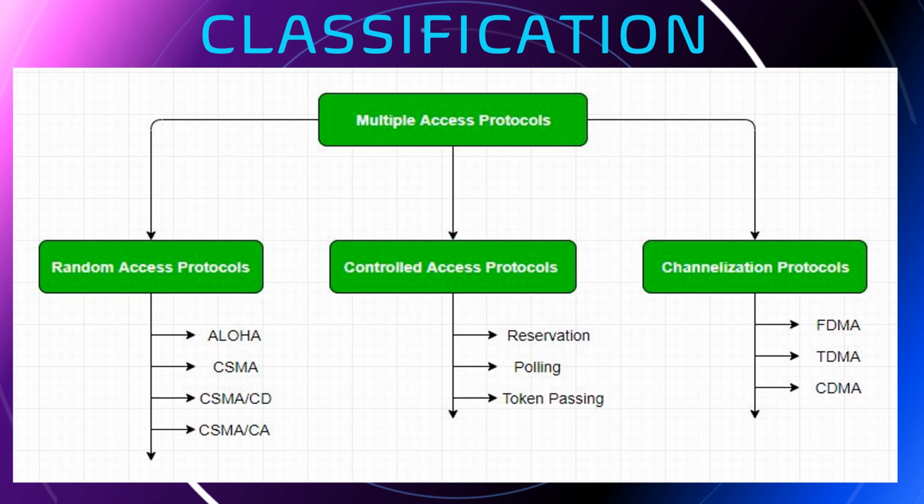Random access protocols are subdivided into Aloha, CSMA, CSMA-CD, and CSMA-CA. The next one is controlled access protocols, subdivided into reservation, polling, and token passing. And the next one is channelization protocols, subdivided into FDMA, TDMA, and CDMA. In this video, we are mainly going to look at the random access protocols.